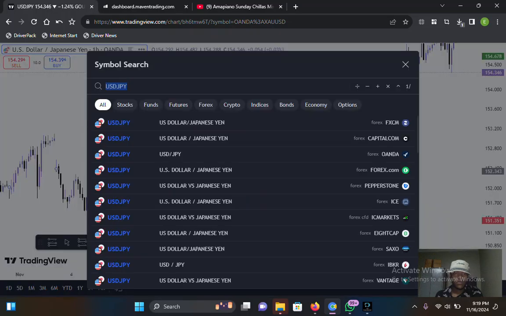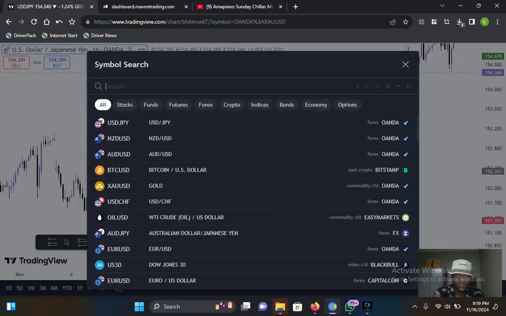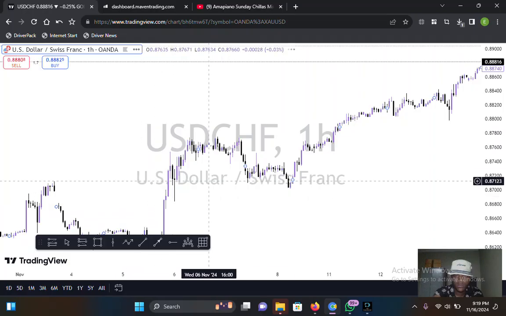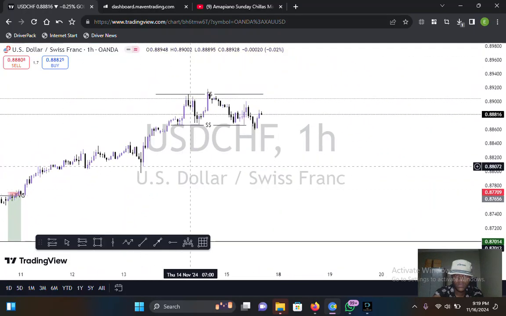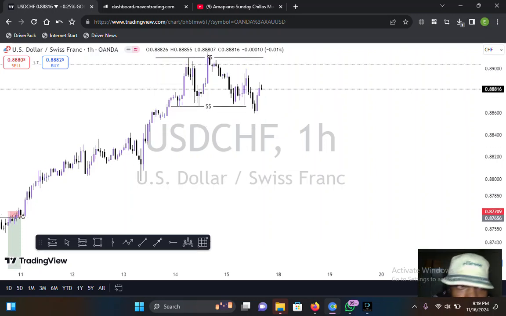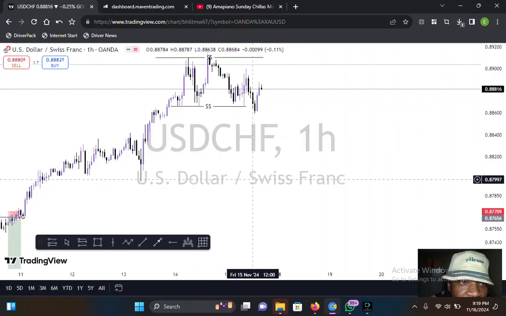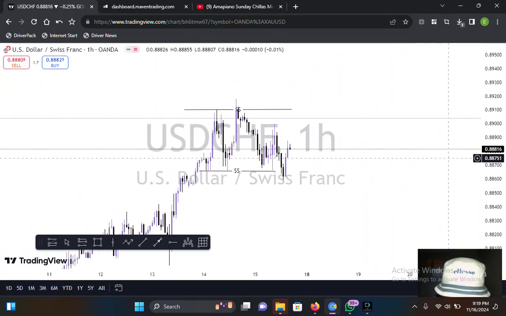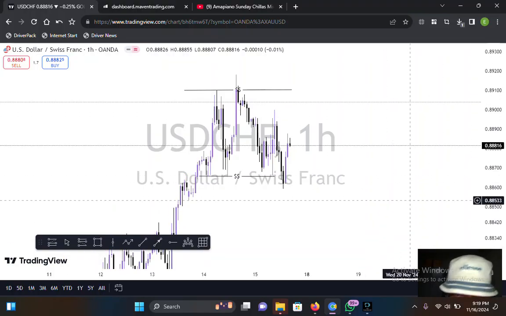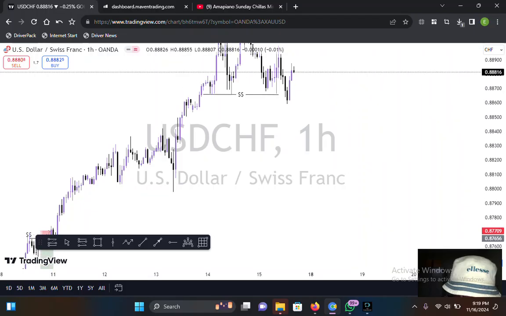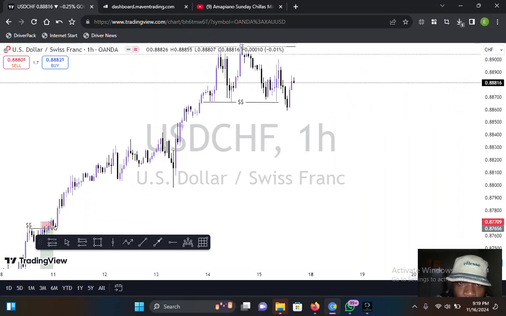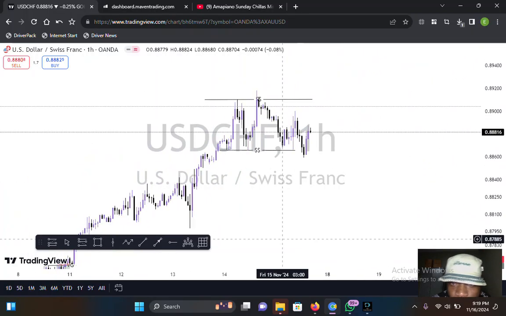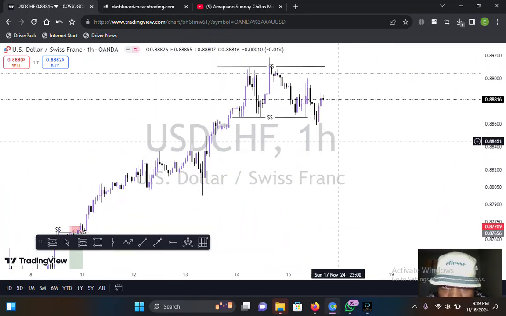Let's look at another pair. What is this pair? The US dollar, this is the Swiss franc. Right here, this one doesn't have the great movement that I want, so I don't think I like it.